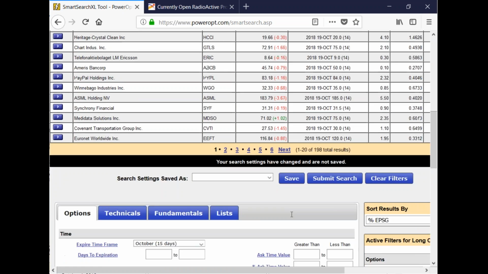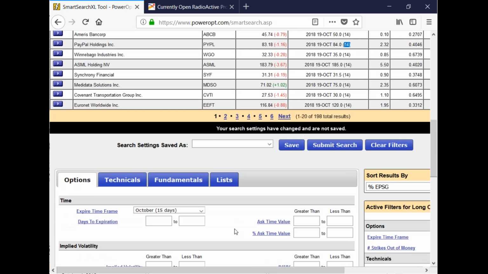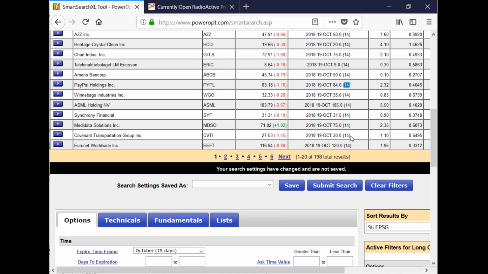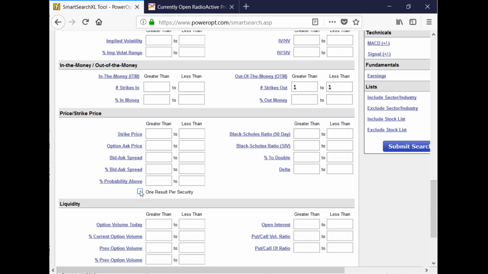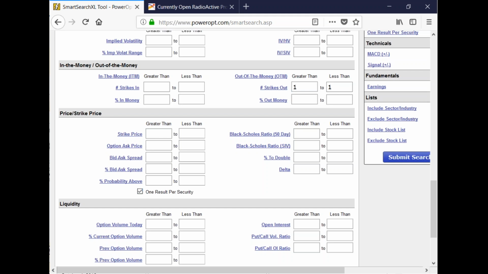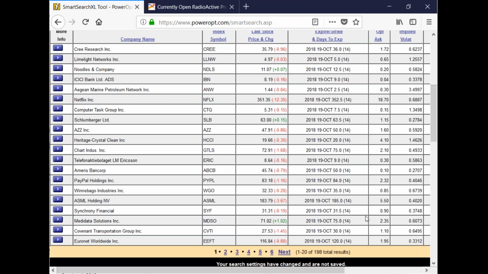198. Okay, so October is within 14 days to expiration. Between now and 2 weeks from now, most of these stocks are going to have it. I have 198 total results. That one-to-one strike for me is important. You don't need to use the one result per security if you're doing this, because you're telling it just to give you the one strike that's out of the money. Okay, so each one of these should only have one result per security. Let's just double check, but we should still be at 198 total results. Yeah, still at 198 in that case.